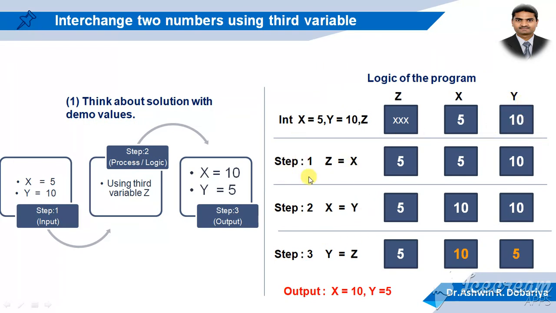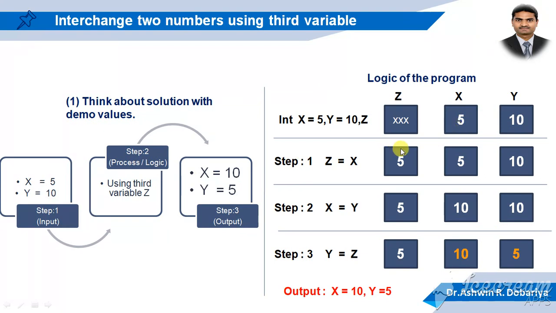Now these are the three steps of the logic of this program. We want to interchange these values, so 10 has to move to x and 5 has to move to y. If we directly assign 10 to x, then x will be overwritten. Then what should be the first step?